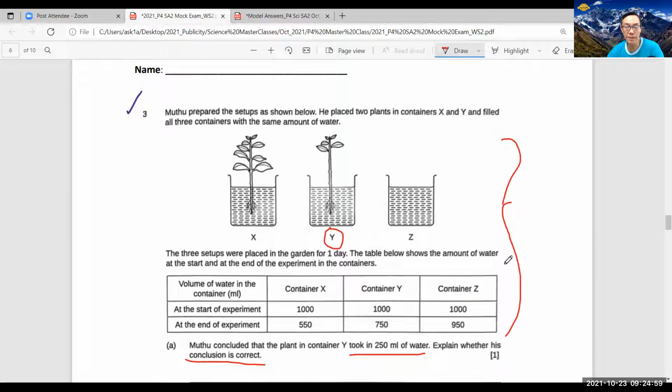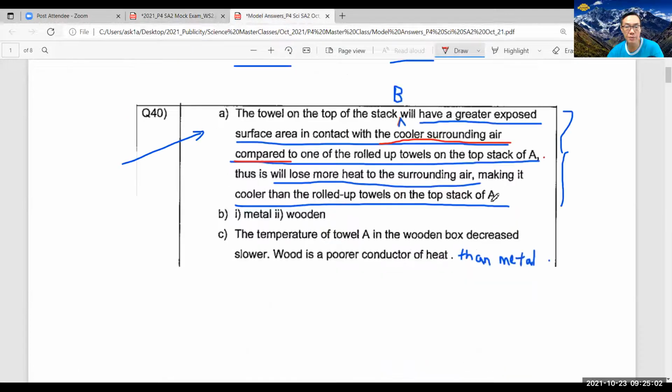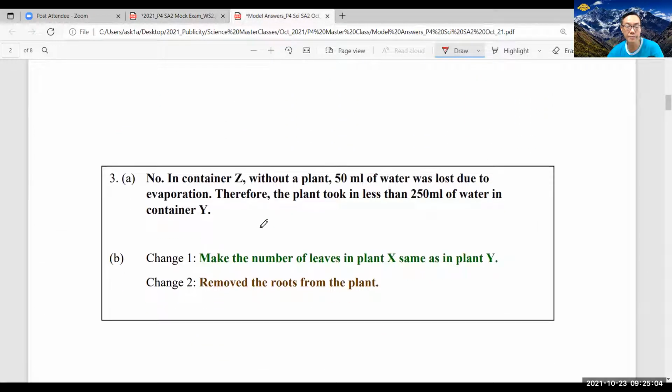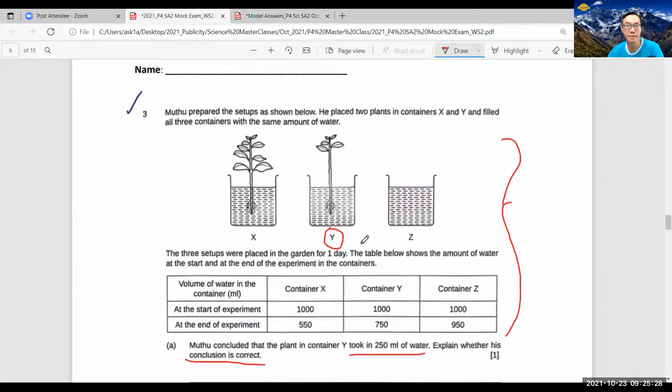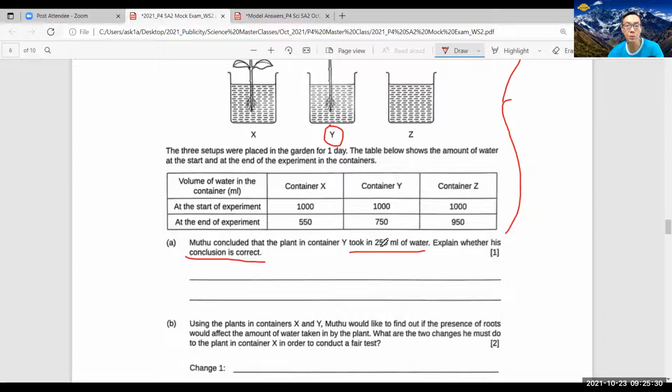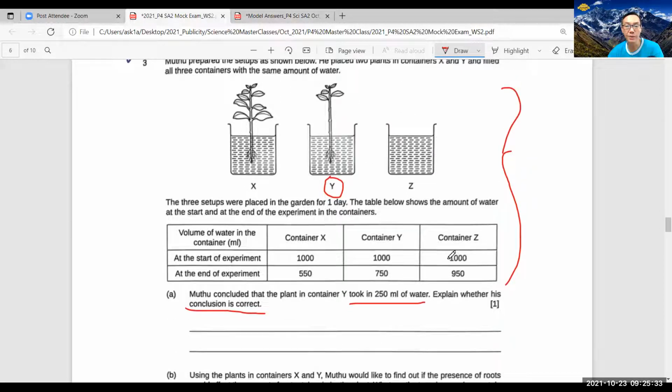So I believe that you have tried these questions, and to save time, I will just show you the model answer as explained here. So the answer is no. In container Z, as you notice in the picture, there's no plant. So without a plant, 50 ml of water was lost due to evaporation. Therefore, the plant took in less than 250 ml of water in container Y. Because the conclusion is that it takes in 250, but you observe here, there's a decrease of 50 ml.